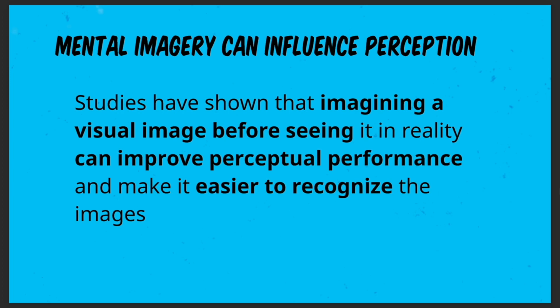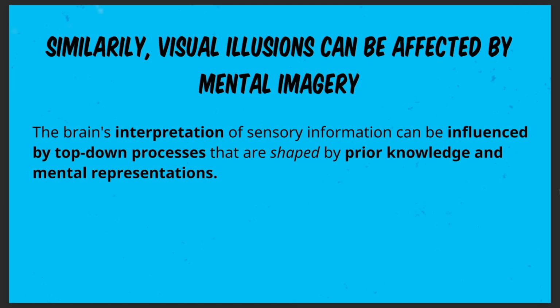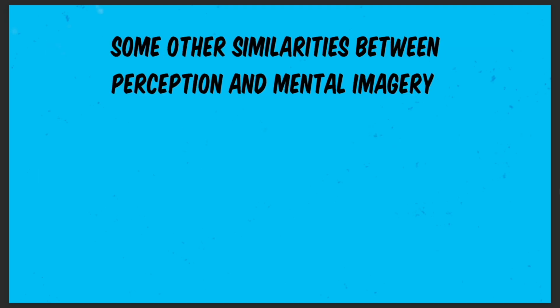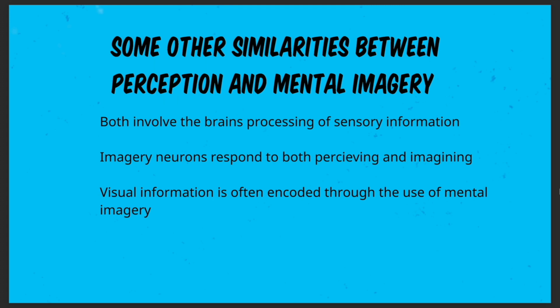Studies have shown that imagining a visual image before seeing it in reality can improve perceptual performance and make it easier to recognize the images. Similarly, visual illusions can be affected by mental imagery. The brain's interpretation of sensory information can be influenced by top-down processes that are shaped by prior knowledge and mental representations. Some other similarities between perception and mental imagery are that they both involve the brain's processing of sensory information. Imagery neurons respond to both perceiving and imagining, and visual information is often encoded through the use of mental imagery.